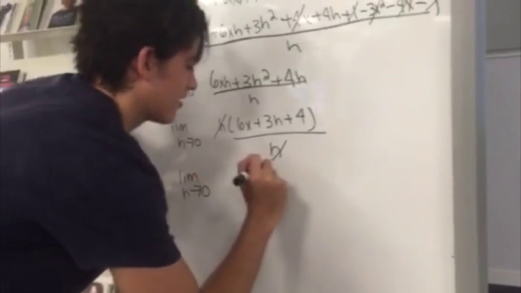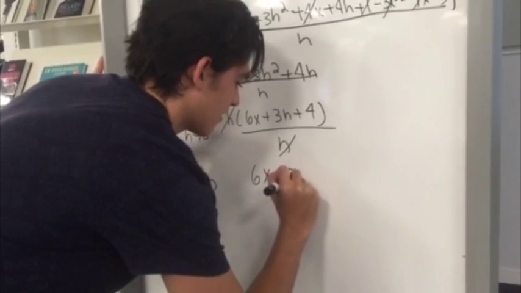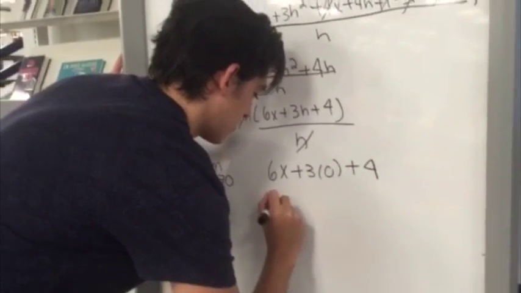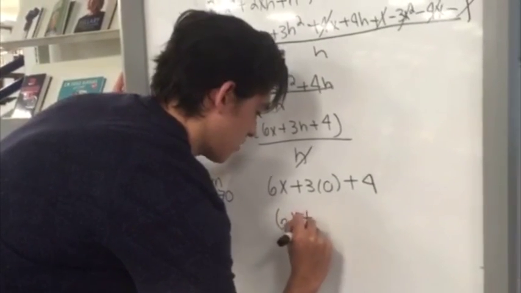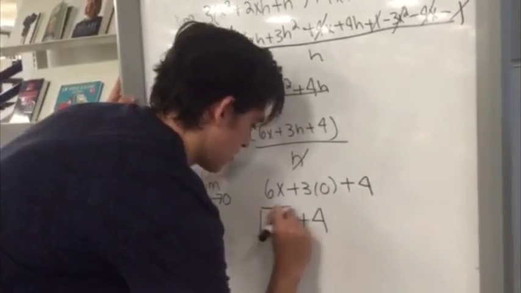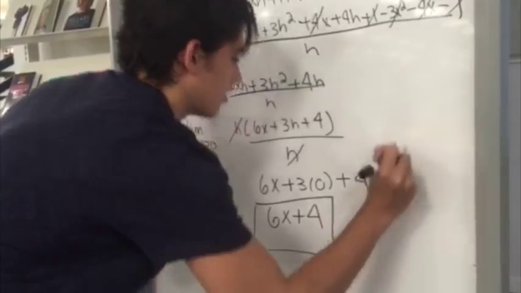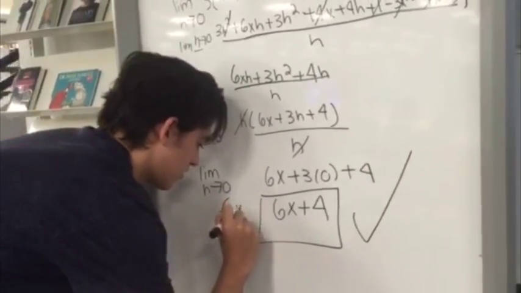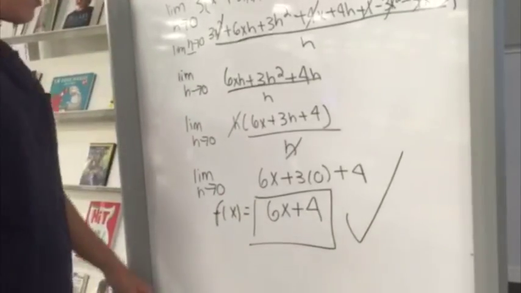Now we're going to substitute 0 for the h's we have inside the equation. This way we'll cancel a 3 and have a final function, which is 6x plus 4.